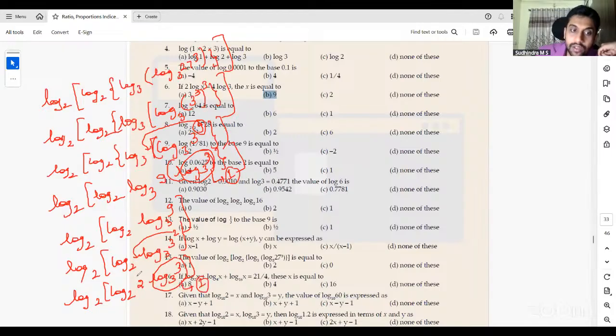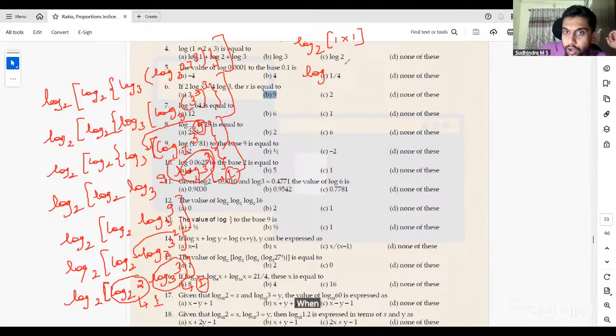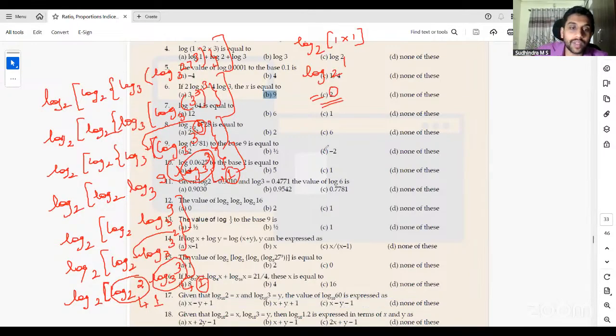What is log 3 to the base 3? 1. What is log 2 to the base 2? 1. Inside the square bracket, we have 1 into 1. What is 1 into 1? 1. So we have log 1 to the base 2. What is log 1 to the base 2? 0. Hence, 0 is the answer.